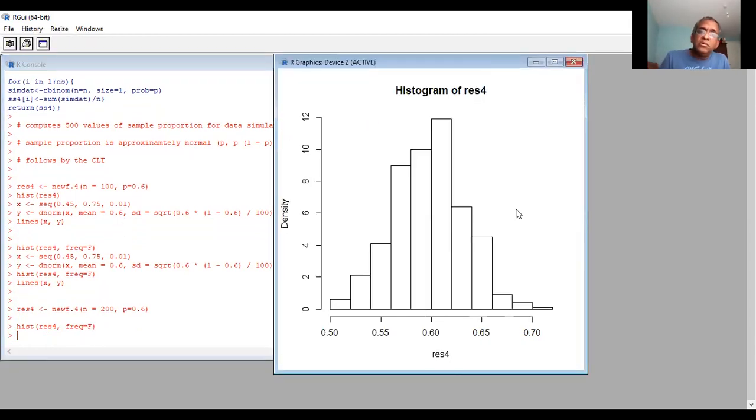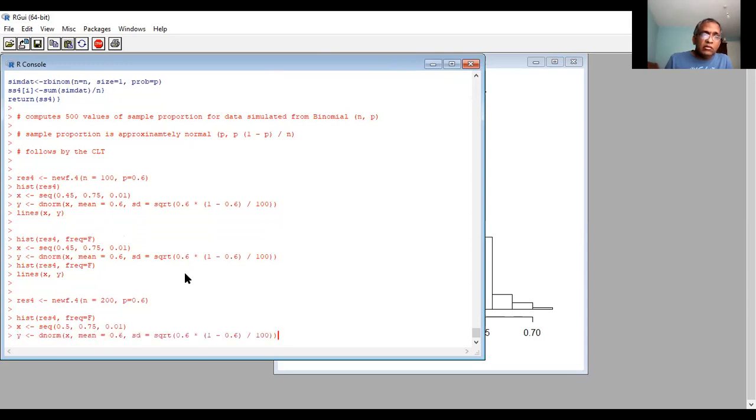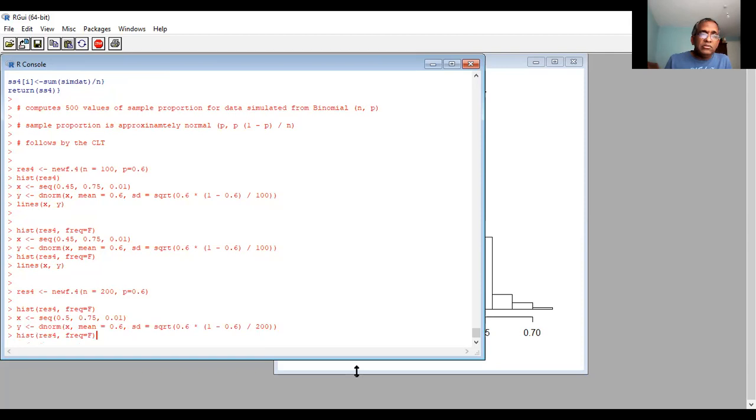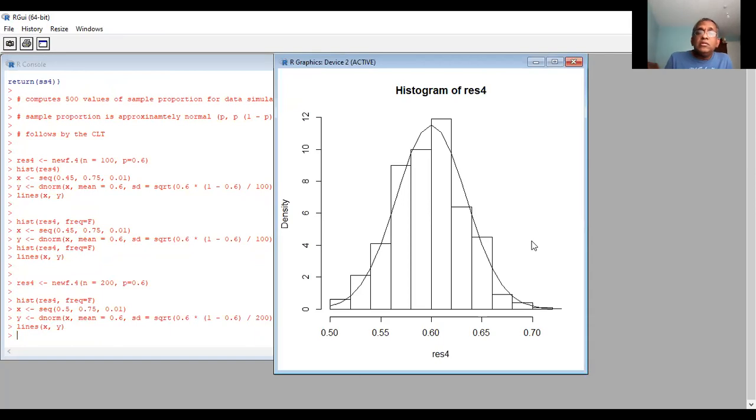This is what you get, right? So the x-axis ranges from 0.5 to 0.75. So you change x to go from 0.5 to this. And the y, you choose y to be the density of the normal with mean 0.6. The variance, okay, now you should divide by 200, not 100. So change this to 200. And finally, use the lines command. And once again, you see it's a good match. The density of the normal is a good match to the simulated histogram, right?